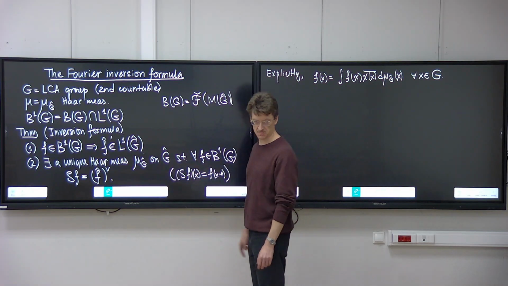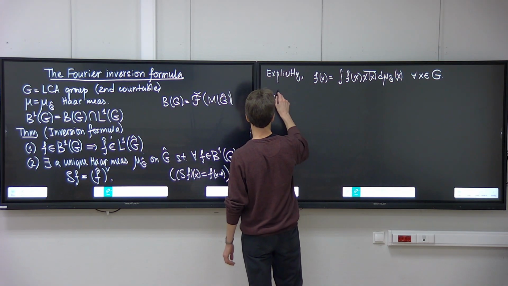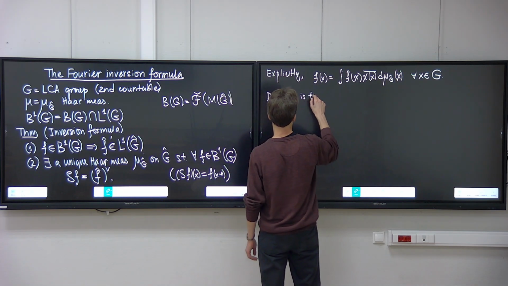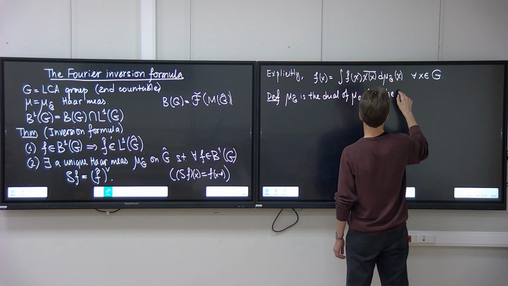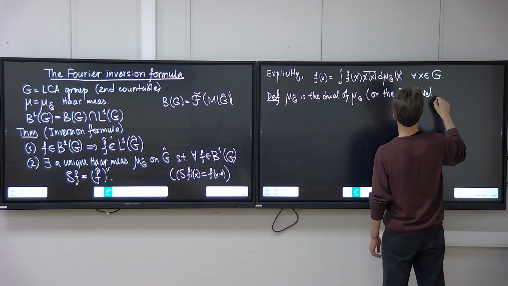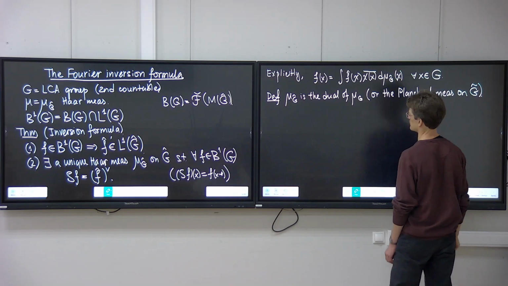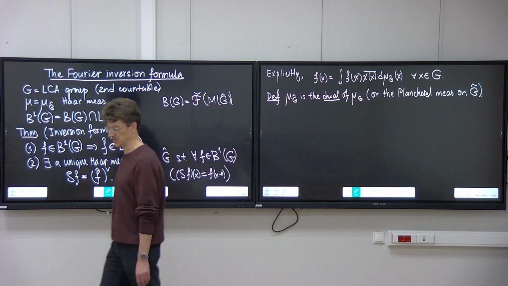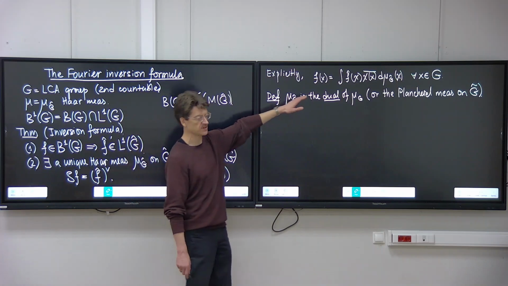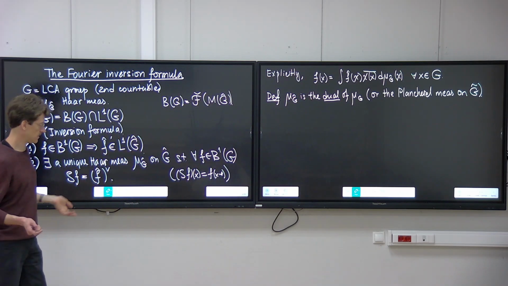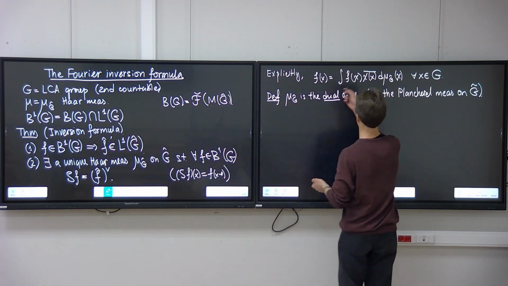The measure mu G hat, which appears in this formula, is called the dual of mu G. Mu G hat is the dual of mu G, or the Plancherel measure on G hat. Well, in fact, of course, we already know that G hat is also a locally compact abelian group, so there is a Haar measure on G hat, and it is unique up to a multiplicative constant. So if we choose an arbitrary Haar measure on G and an arbitrary Haar measure on G hat, then we will have this formula up to a multiplicative constant. But of course, if we choose this constant in a suitable way, then we'll have an exact equality.